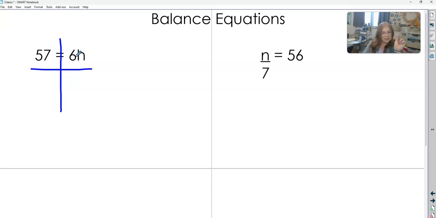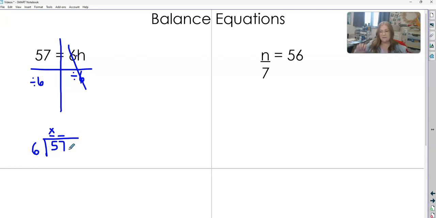And these are stuck together. When they're stuck together, that means multiply. So the opposite is to divide by 6. So that cancels out. And if I do it to this side, I need to do it to the other side. So we need to go ahead and do 57, and we're going to divide by 6. So I need something above the 5 and the 7. So 6 can't go into 5.